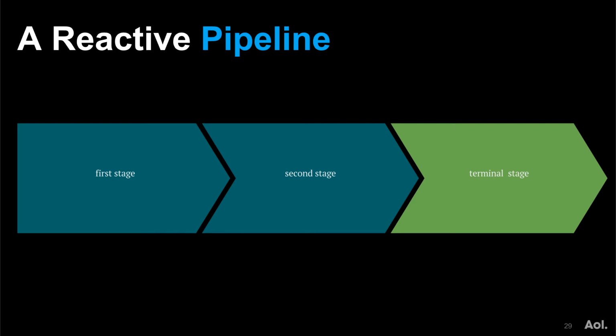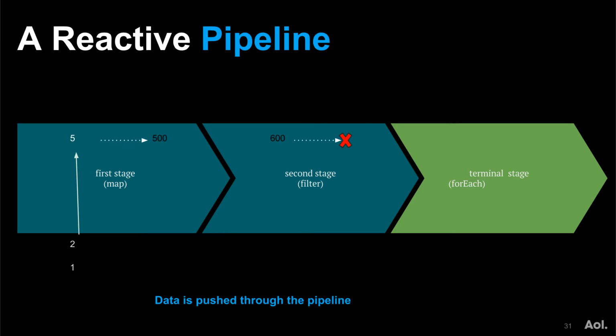Okay, so in our pipeline that we've defined in the previous couple of slides, we have three stages. The first stage is our map or transformation stage. The second stage is our filtering stage. And the third and final stage, we're going to print stuff out to the console. So what happens is the data passes through the pipeline. First number in is 6. In the map stage, it gets multiplied by 100 and it turns into 600 and gets pushed into the second stage, which is our filtering stage.